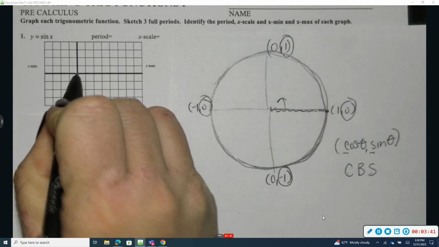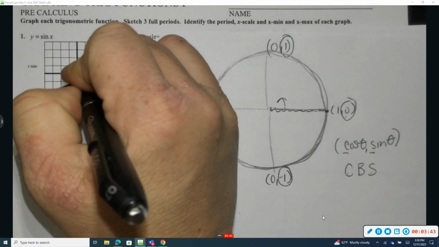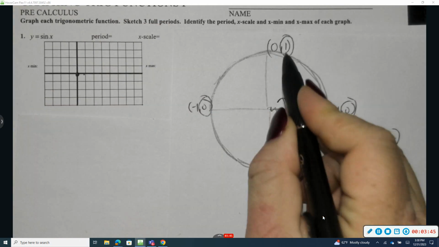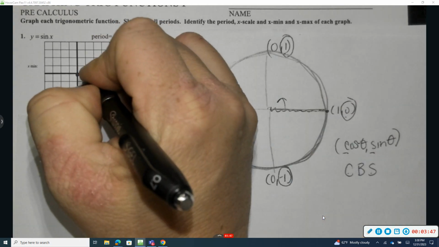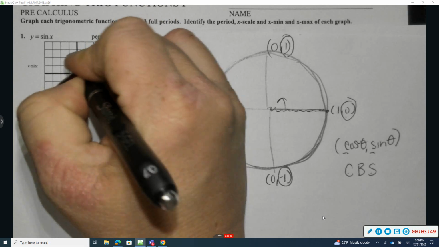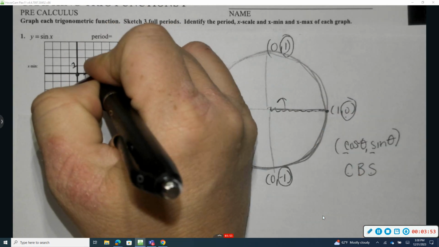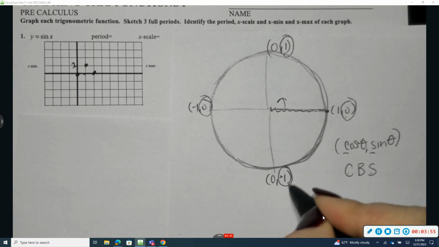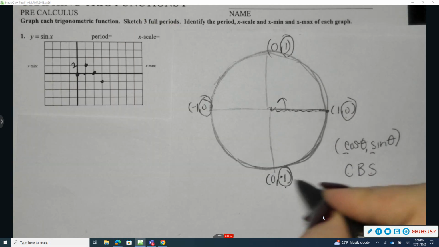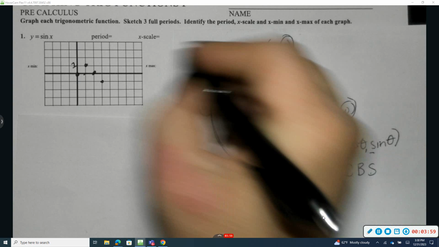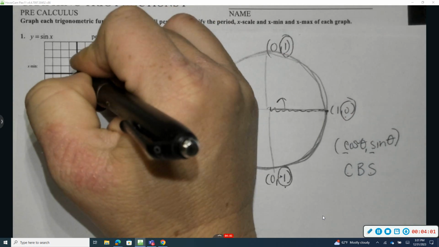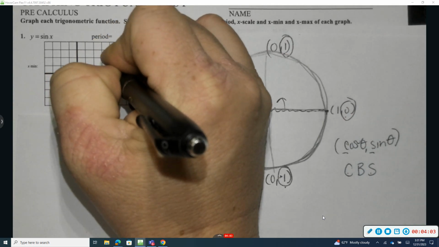So at this position, I'm at 0. Then I move 1 to the right, and I'm up to 1. And so I'm going to show 1 as being right here. This is 1. Okay, then I moved another time, I'm back to 0. I move again, I'm at negative 1. And I add one revolution, one time around the circle, ends at 0. This is a sine curve.